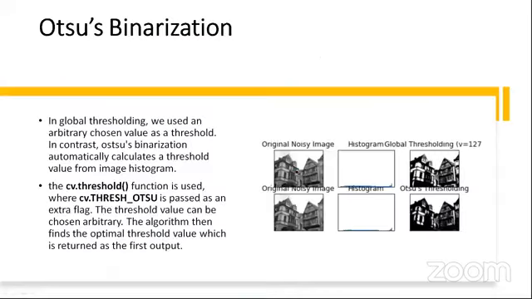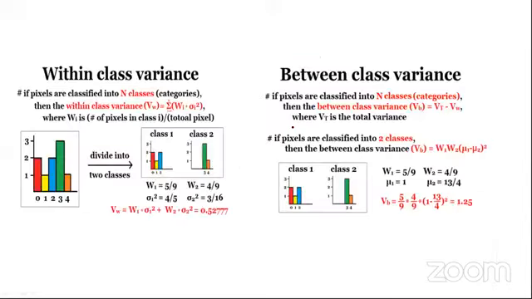We will see how Otsu's binarization works. In Otsu's binarization, the algorithm calculates the threshold using the histogram. In adaptive thresholding, we are calculating the threshold automatically by the area. But here we are not using any area. Here we are using the image histogram. We will see how we do it.